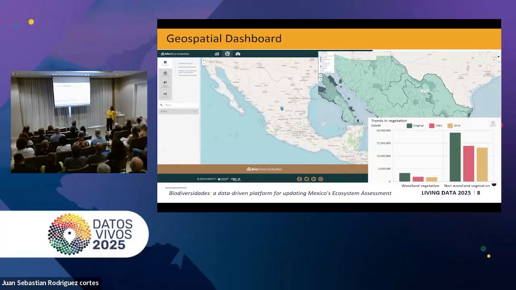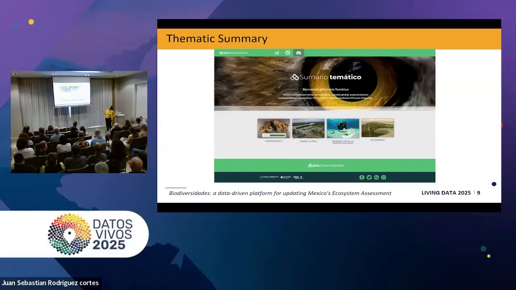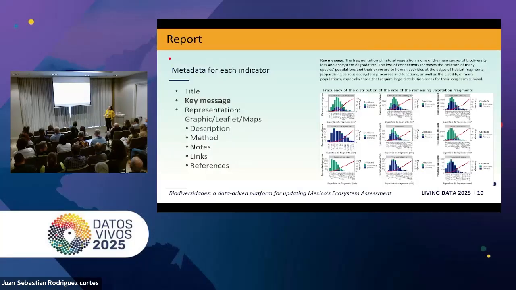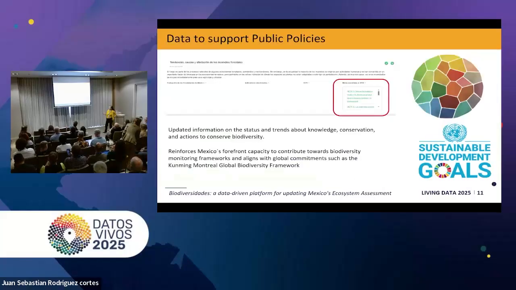And so far, we have a lot of special things like the dashboard. You can select the unit you want, can be a protected area, can be an estate, can be a basin, have the trends in vegetation or whichever, have the graphics. We're going to have in this thematic summary some case studies, and you can download the report that will have, of course, the indicator name, the key message, that is to make it clear for decision makers, and the description, the methods, the notes, the links, and all the references.